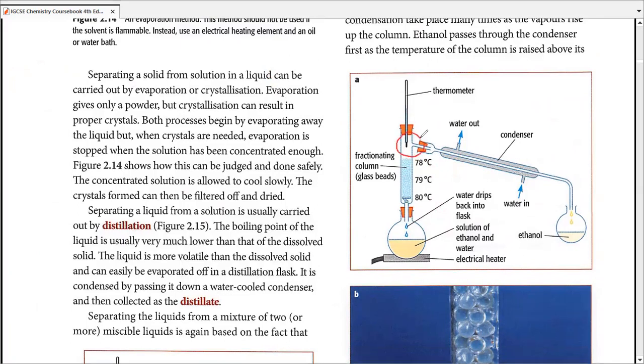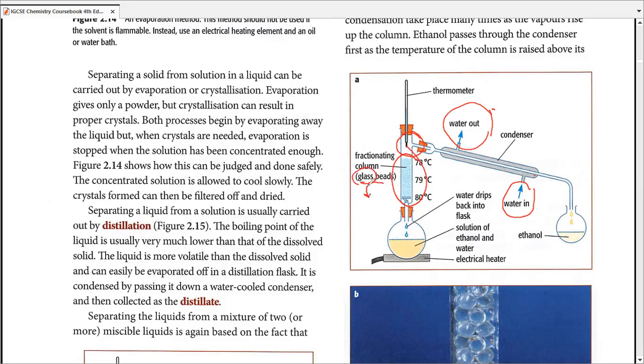For example, why the bulb of the thermometer is in front of the mouth of the condenser, and why the condenser water goes in from the bottom and comes out from the top. These questions remain the same. And then they usually ask the purpose of the fractionating column. Don't forget, the fractionating column is filled with glass beads.